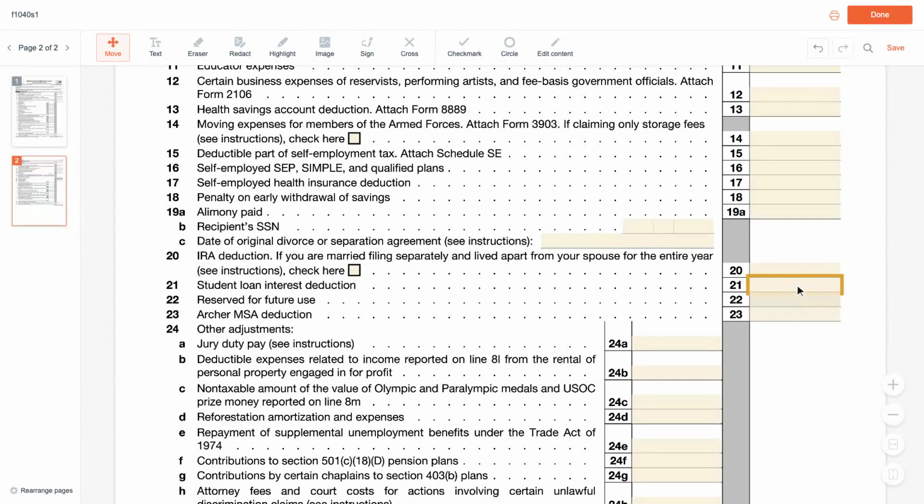Page 2 continues with Part 2, Adjustments. These reduce your income before you reach the deductions page. Line 21 is the student loan interest deduction, up to $2,500 per year, available if you paid interest on a qualified student loan. Anna paid $2,500 in interest this year.